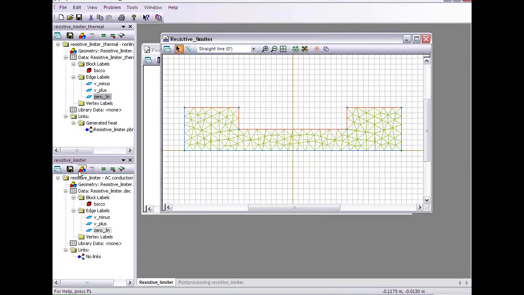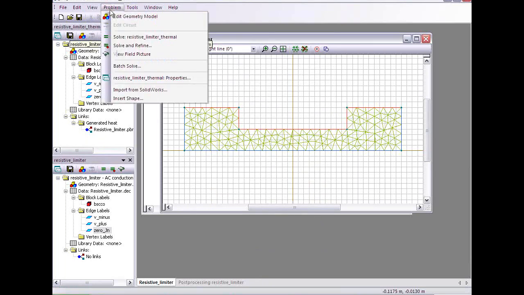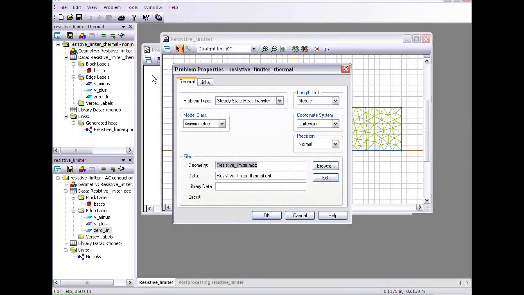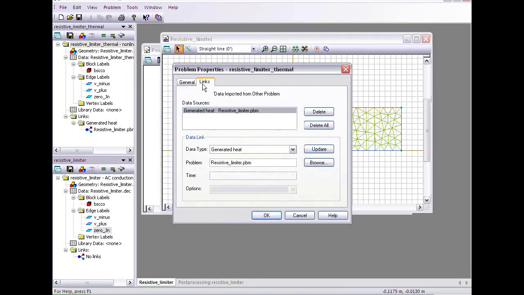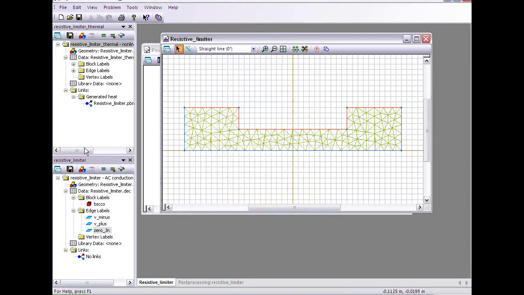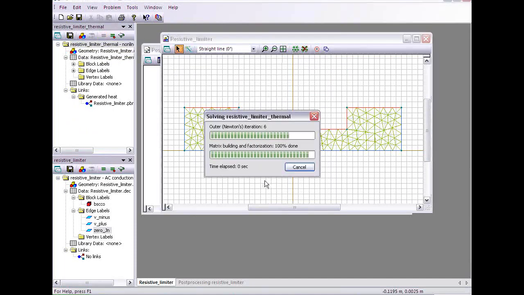So now in order to couple the heat transfer, under problem properties, we would go to links and then include the link here. So we would browse for the heat generated by the first model and then include it here. Okay. So it's already been solved, but let's go ahead and look at the solution again.